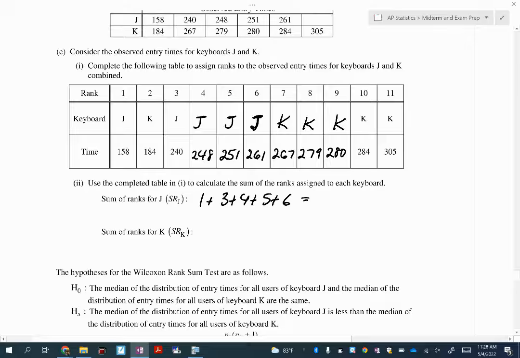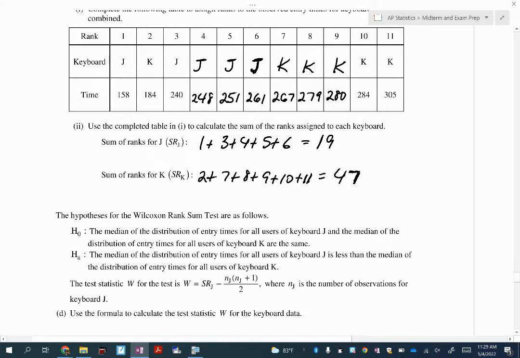Yep. All right, so that's going to be, let's see, 8 plus 5 plus 3 plus 1 plus 2, that's 19. Then for K, it's 2 plus 7 plus 8 plus 9 plus 10 plus 11. So a lot more high numbers here. All right, so that's 9, that's 17, 26, 36, so 47 for the sum of ranks for keyboard K.